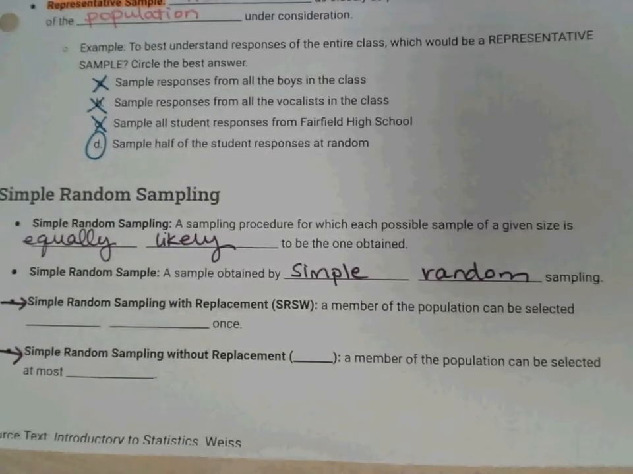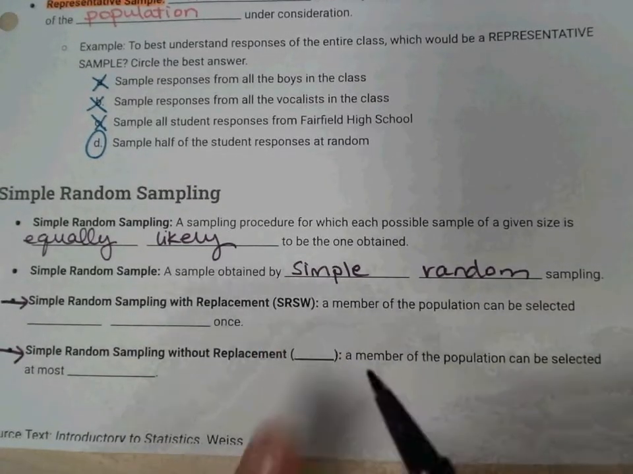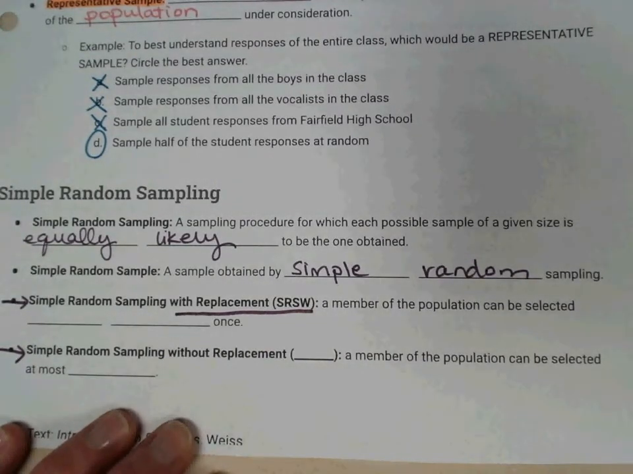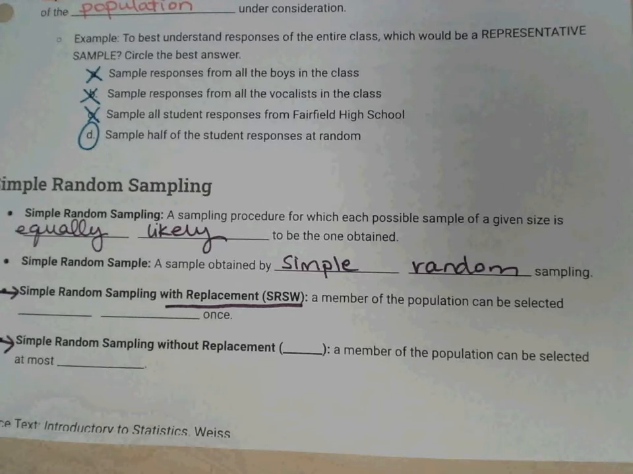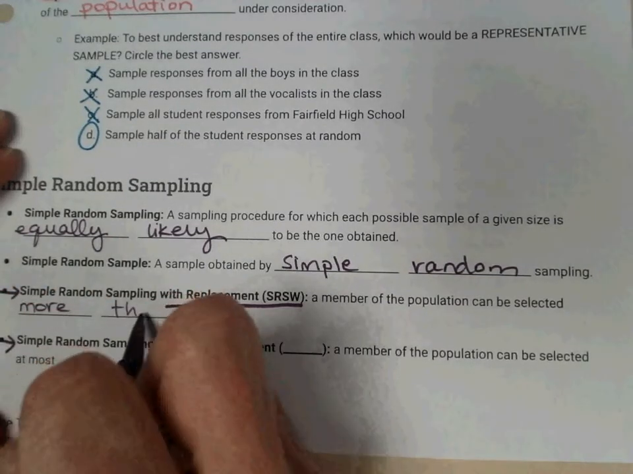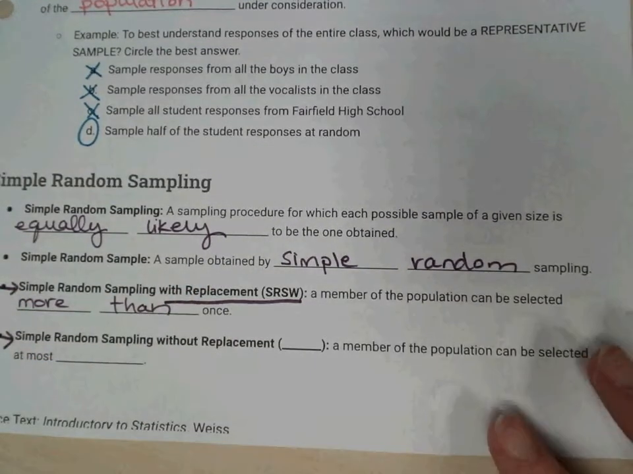These are two types of simple random sampling. One is with replacement, SRSWR, where a member of the population, we put the number back in the bowl to be chosen again. They can be chosen more than once. So more than once is the distinguishing characteristic there.